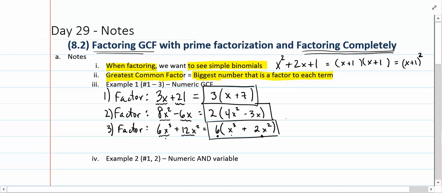And if we were factoring just numeric greatest common factors at this point, these would be fine solutions. However, problem 2 and problem 3 technically are not completely factored right now. We'll talk more about that in just a minute with this next example.